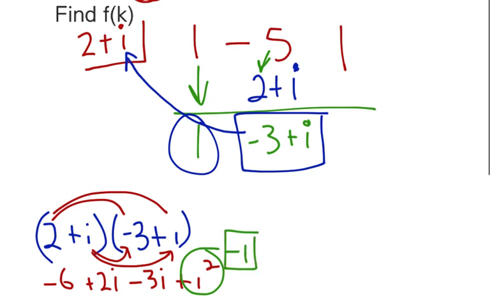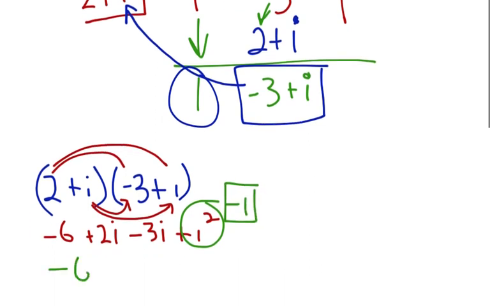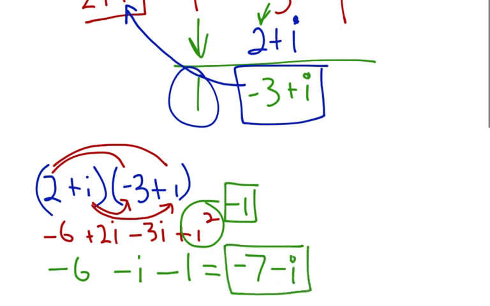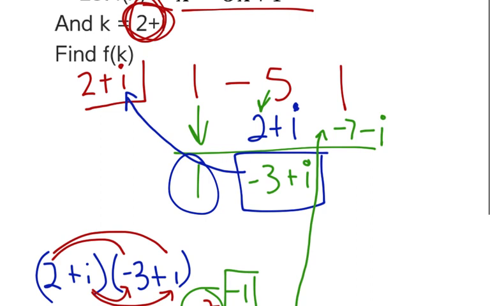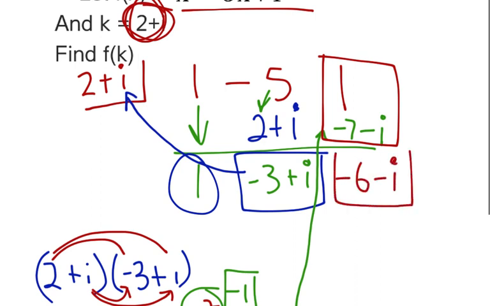Okay? And so what that means is this is really -6 minus i minus 1, which is really -7 minus i. Okay? So this answer right here goes right up there. So I put -7 minus i. Okay? So then to finish, I need to go ahead and add the -7 minus i to the 1, and that should give me -6 minus i. Okay, this is the last box, so this is actually your remainder.